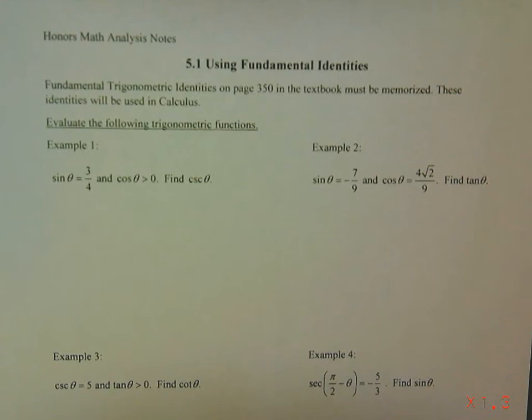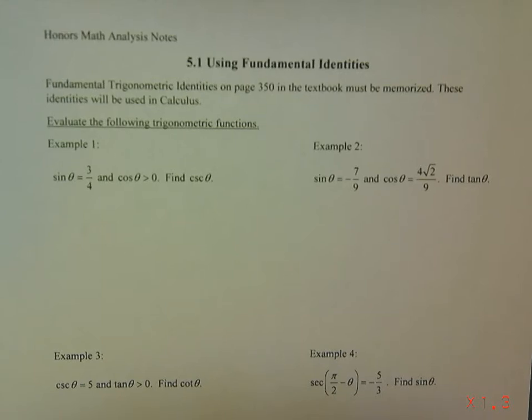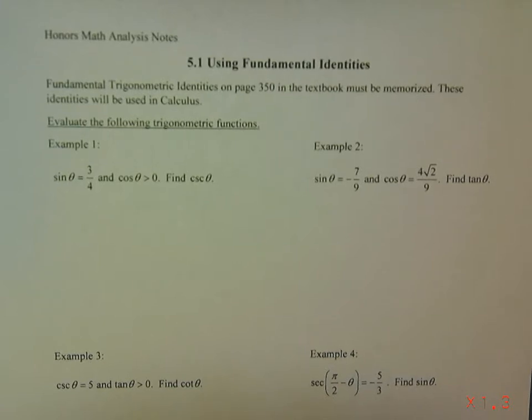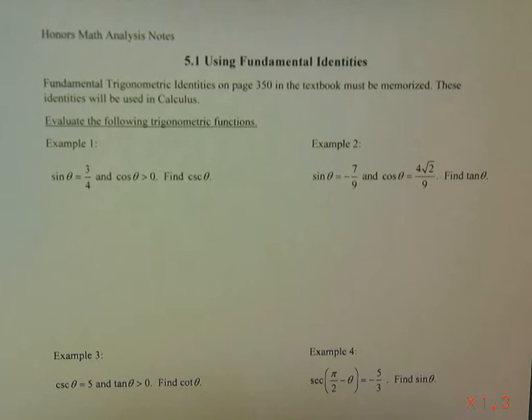Okay, this lesson is about using fundamental trigonometric identities. The fundamental trigonometric identities are needed for calculus. So that's why we start to study them in math analysis. All the identities in your textbooks are on page 350, and by the end of this unit, you'll have them memorized. It seems daunting at first, but you'll practice it enough that I have confidence that you can memorize it.